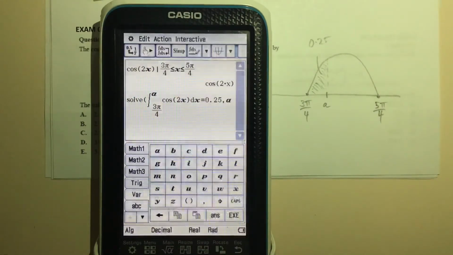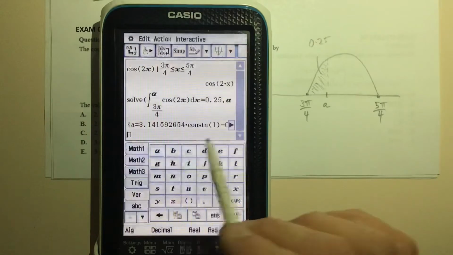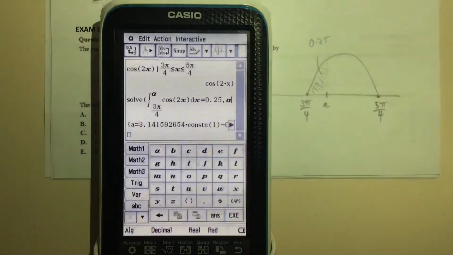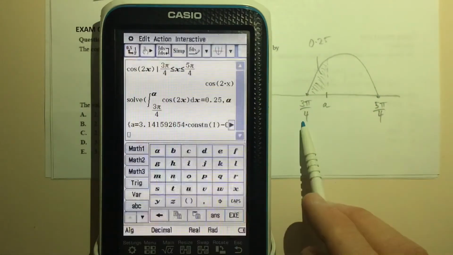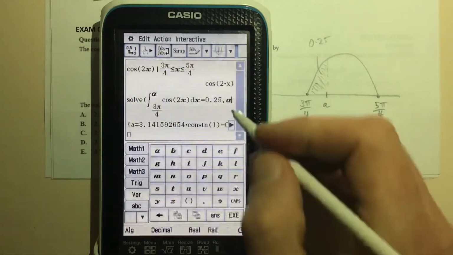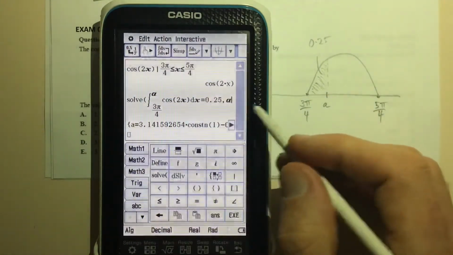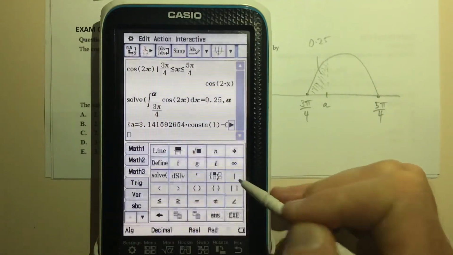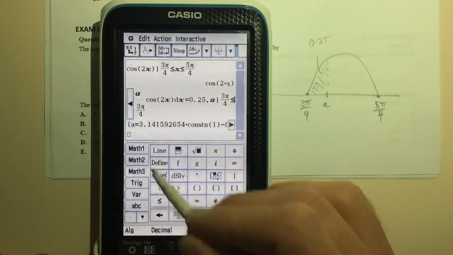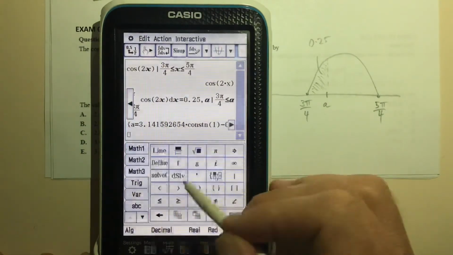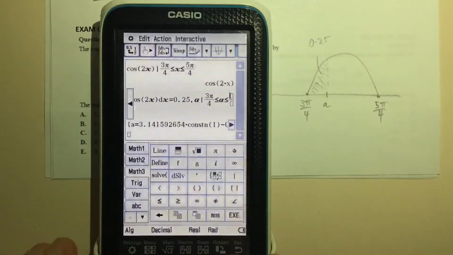If I solve this in decimal mode, because we want decimal answers and radians, we're getting the general solution. That's because I didn't restrict the domain, so this gives me a general solution with lots of possible values for a. We know the restriction on a is that it's between 3 pi on 4 and 5 pi on 4. So at the end of the calculation we can put the math 3 symbol, given that 3 pi on 4 is less than or equal to a, and a is less than or equal to 5 pi on 4.